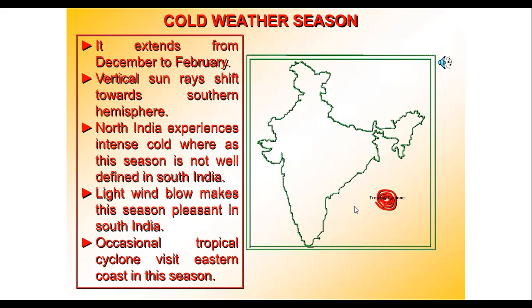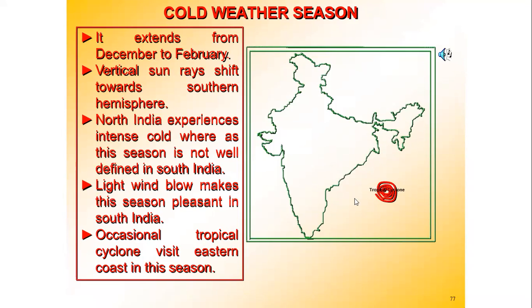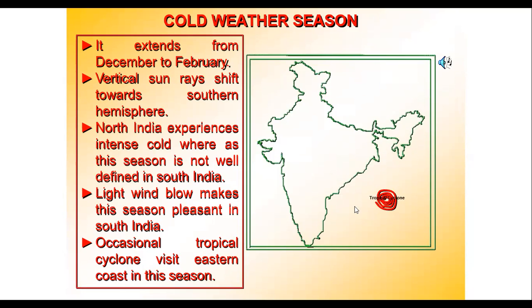The average temperature of Chennai on the eastern coast is between 24 to 25 degrees Celsius. In the northern plains, it ranges between 10 to 15 degrees Celsius. Days are warm and nights are cold. Frost is common in the north, and the higher slopes of the Himalayas also experience snowfall.